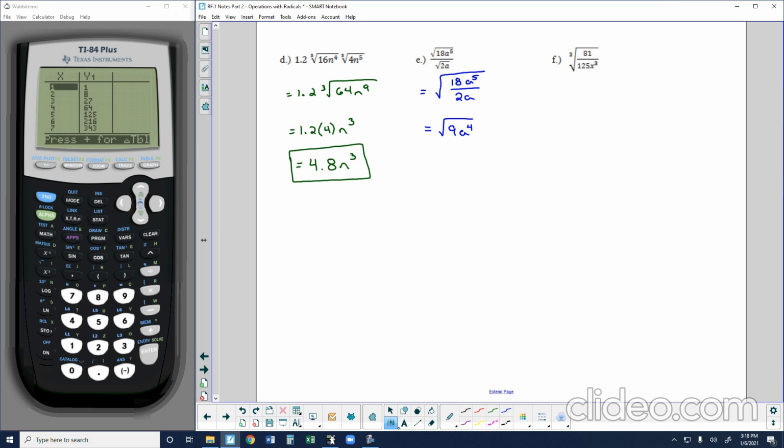Now what that allows us to do is to simplify this expression. So we should know that the square root of 9 is 3 squared, so the square root of 9 would just be 3. And if I square root a to the fourth, the 4 is double the power that's required for simplification. So I would have 3a squared.